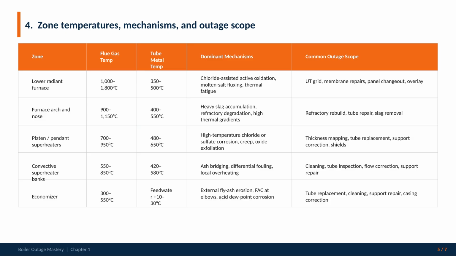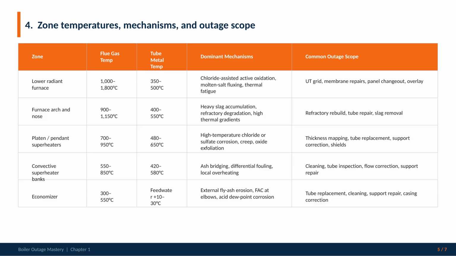This table is your zone-by-zone reference for outage scope development. Let me walk through each row because the numbers here carry real engineering meaning. Starting with the lower radiant furnace, flue gas temperatures of 1,000 to 1,800 degrees Celsius, tube metal temperatures of 350 to 500 degrees. That tube metal range is exactly where the ZnCl-2KCl eutectic mixtures found in municipal solid waste ash are most likely to exist in a partially molten state.